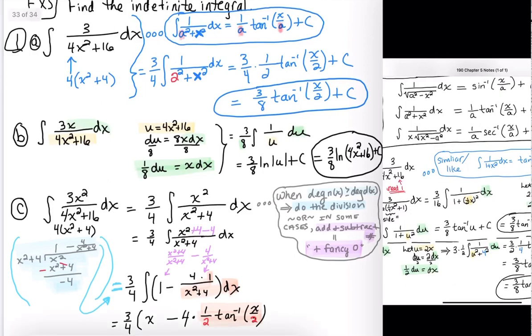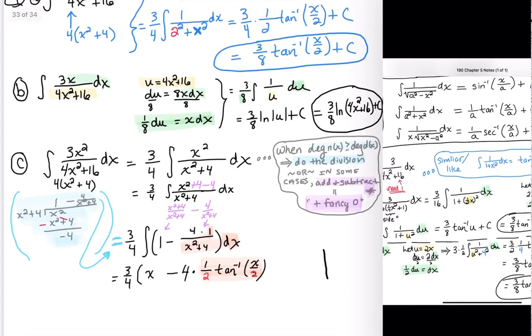All right, so we're basically here. So what do we have here? That's our final answer. So we end up with just exactly, if you want to distribute the 3/4 through, you can. You'd have 3/4 x minus, and then I guess we'd have a 3/2 tan inverse of x over 2 plus c.